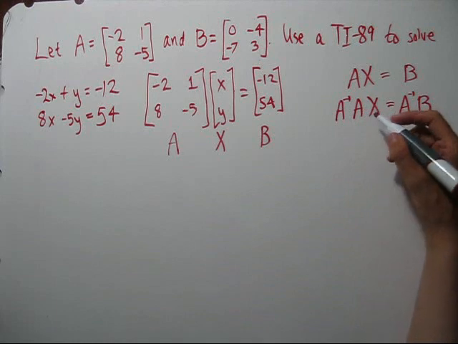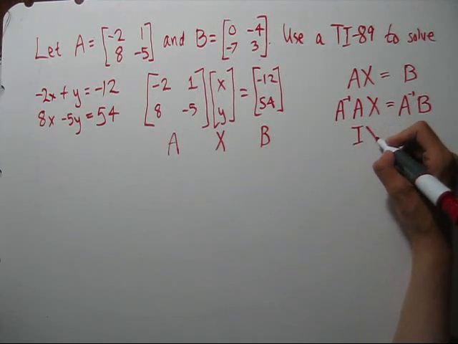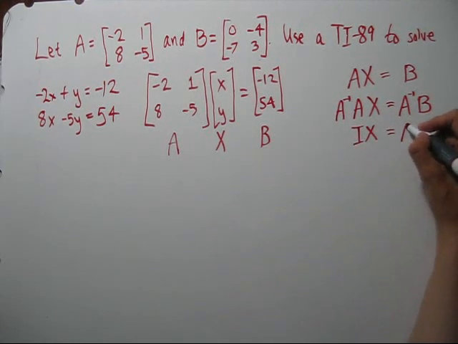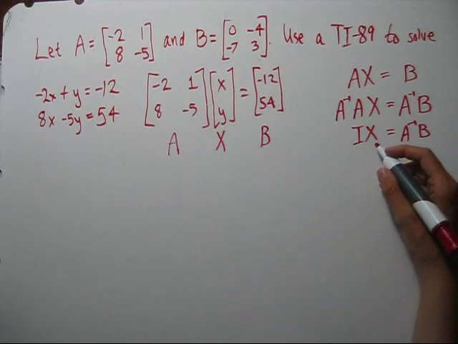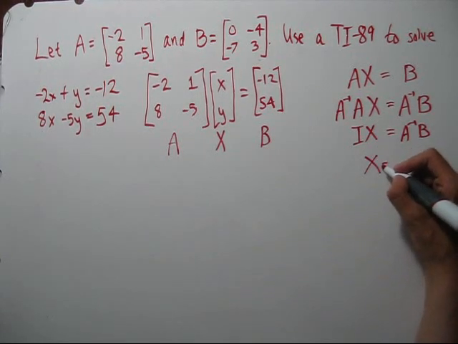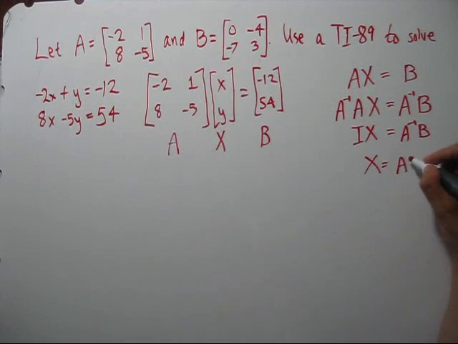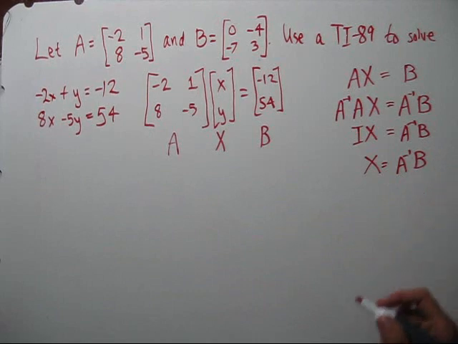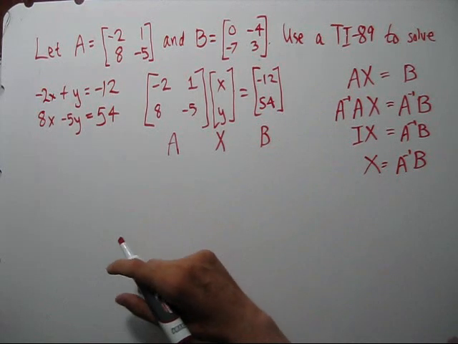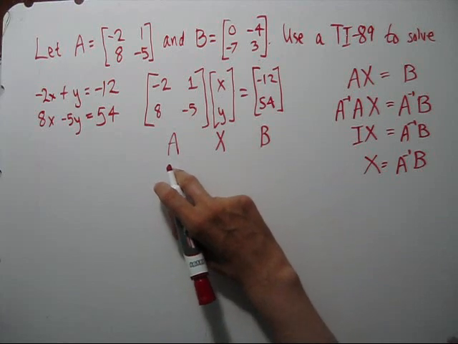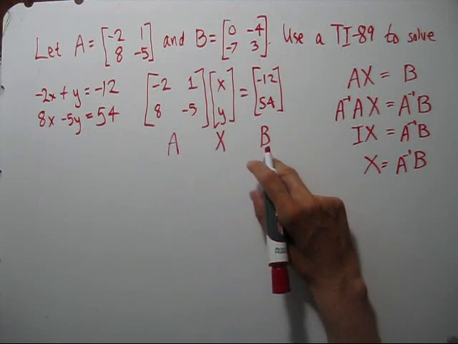Now A inverse times A is the identity matrix. That comes from the definition of what an inverse is. And then identity times anything will give you back what you started with. So we solve for x, it's A inverse B. So to use our calculators, we just need to find A inverse and multiply it by B.